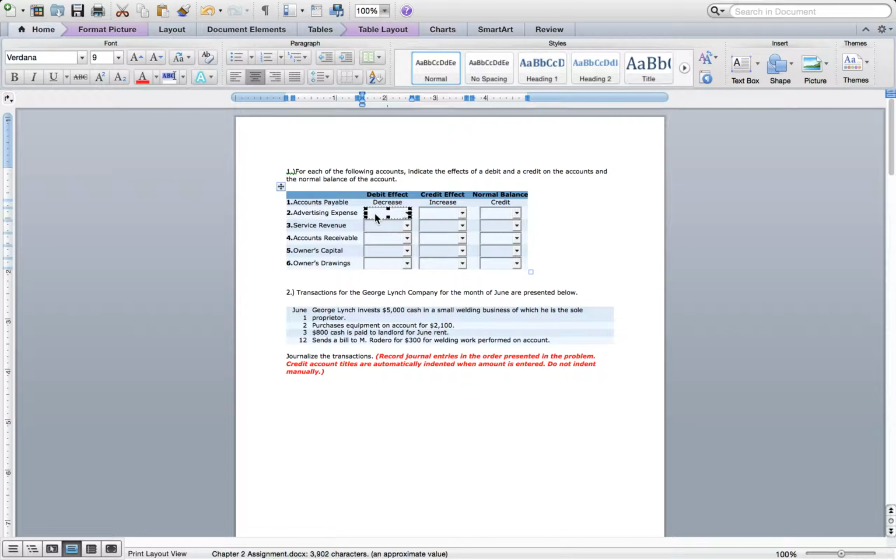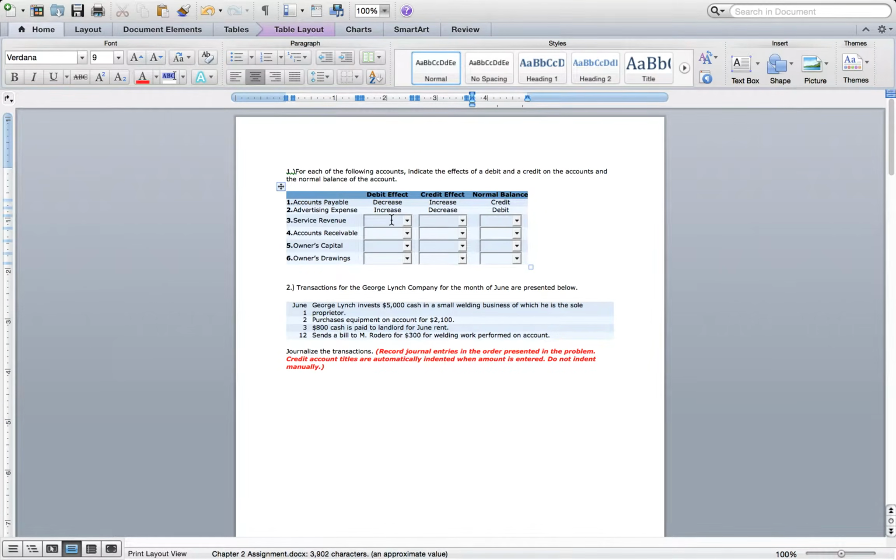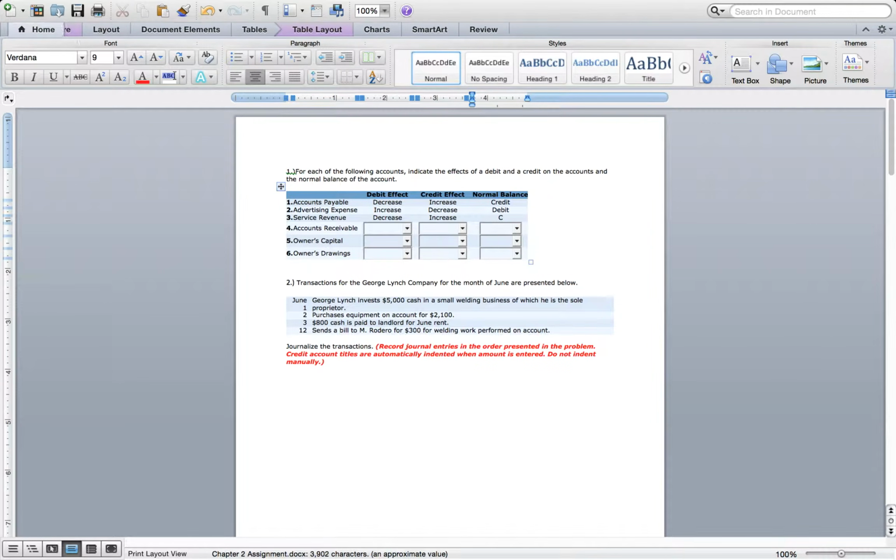Next one is advertising expense. Expenses are actually increased with debits. And a credit will do the opposite. It will decrease it. And the normal balance, because it increases with a debit, will be a debit balance. Continue on now. Now we do revenue accounts. In this example, it's service revenue. Debits decrease revenue accounts, and a credit will increase it. And the normal balance for this would be a credit balance.